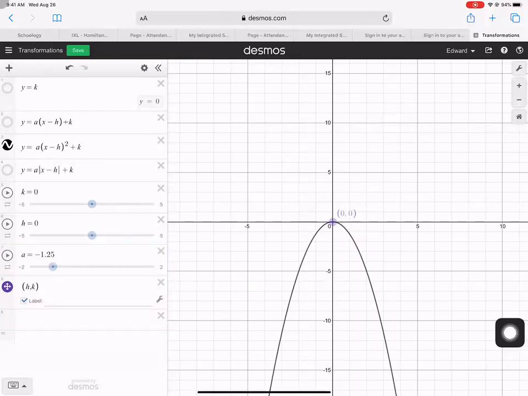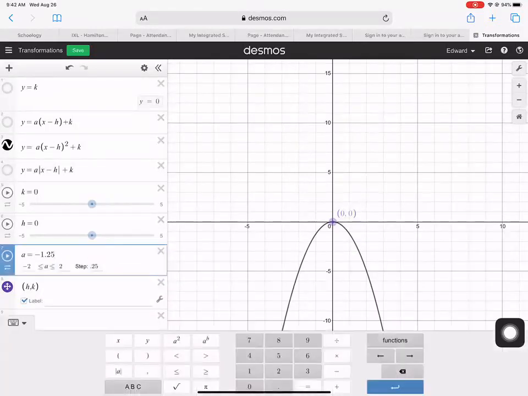Oops, darn it. The button doesn't stop working. If you look at my a value, this is negative. So when a is negative, it gives you a graph that's flipped upside down. If a was positive, oops, now we came back.